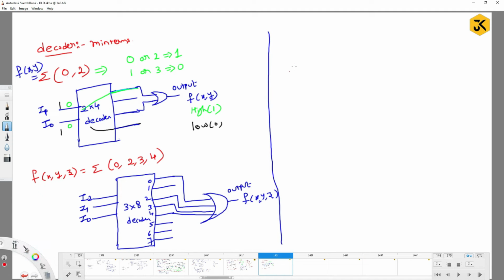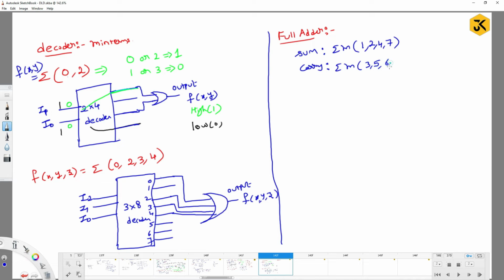Similarly, can we implement the full adder? You can implement the half adder also, as well as the half subtractor and full subtractor. I would like to implement the full adder here. How can you implement it? What are the minterms for the full adder, especially for sum and for carry? For the sum, the minterms are 1, 2, 4, 7. Very good.